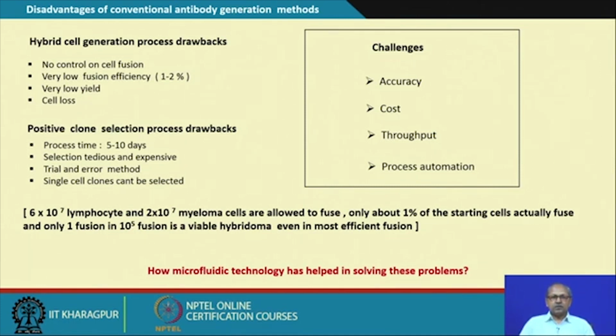We think that microfluidic technology is the best technology to address all these problems, that is, fusion and screening processes in a high throughput way within a very short period of time, by which we can select positive hybridoma clones secreting one class of antibody, what we call a monoclonal antibody.